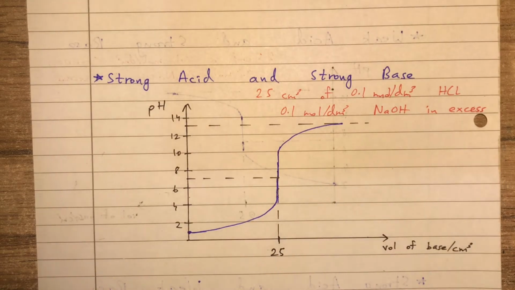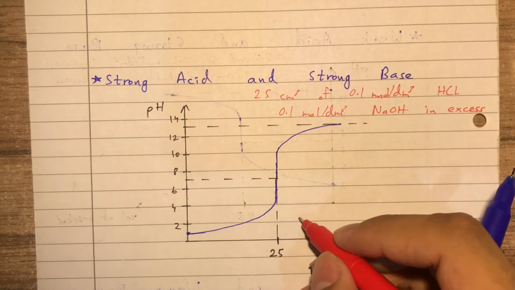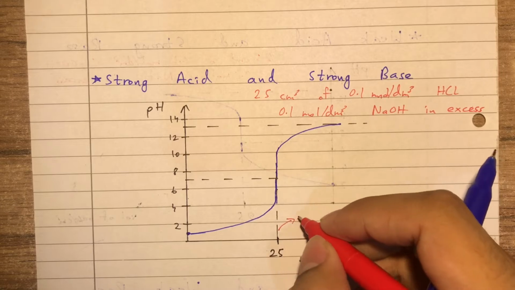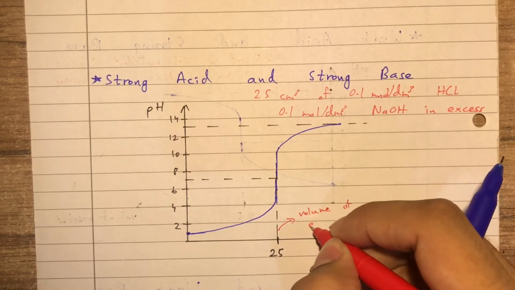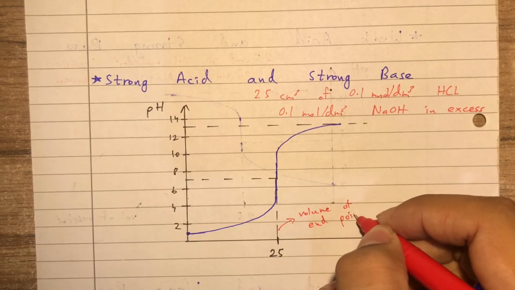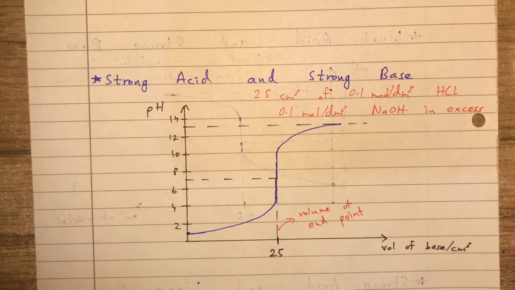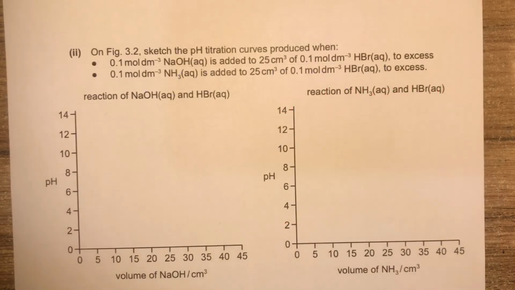Also, one more thing, we can call this line the volume of endpoint. That is where the solution or the mixture is neutralized. There has been only one past paper question on titration curves yet, that is of Feb-March 2022. So this is the question.